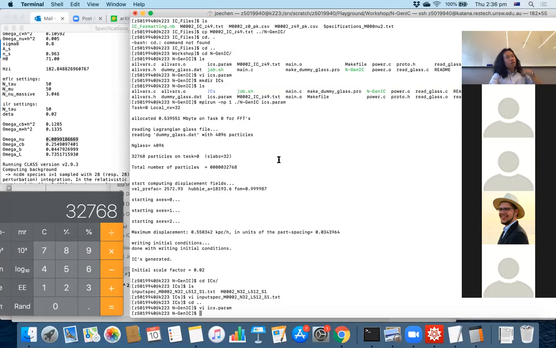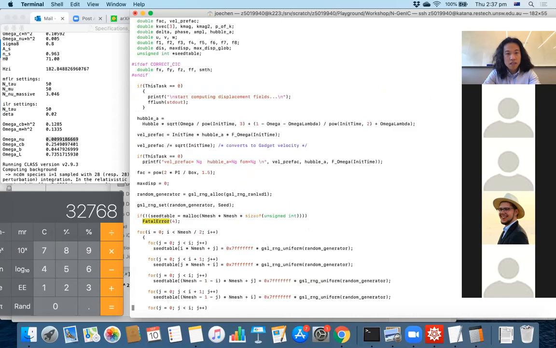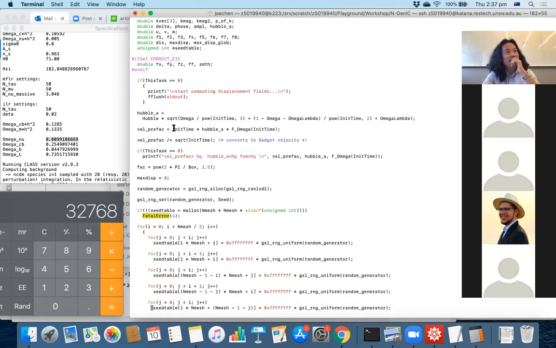Basically, there's a conformal Hubble factor in there that it needs to know, given what you have for small h, the scale factor, and the energy densities. Yeah, that's right. It's actually h times f. So it's in the velocity prefactor, where you need the initial time Hubble and that stuff.